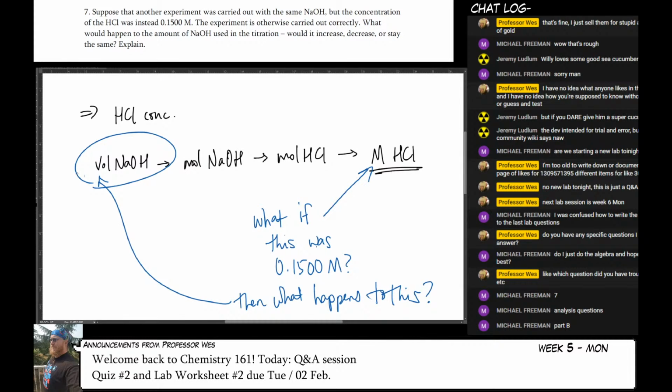Then you need to know, okay, is my answer higher or lower than 0.1500? And then work backward through the calculation and see what happens. Because if you can go one direction, going in the other direction should be pretty straightforward, especially if all the other numbers are the same.